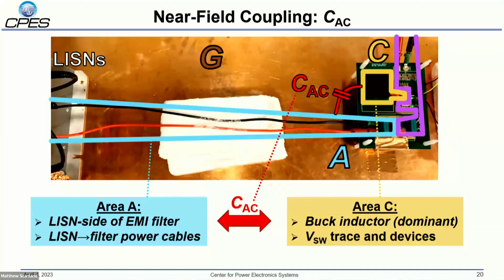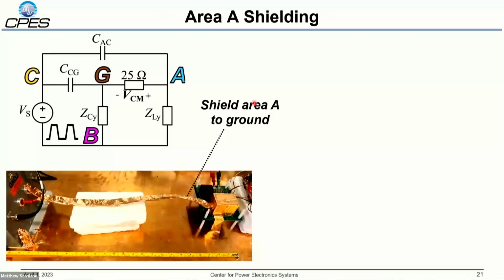So this coupling, just to reiterate, is between this power stage inductor and the input side of our EMI filter and the input power cables. To minimize this coupling, we can either shield our victim area A or our emissions area C. And we'll try both of these techniques. First, we'll shield area A. To do this, we cover the input power cables and EMI filter with copper tape, which is tied to the ground plane.